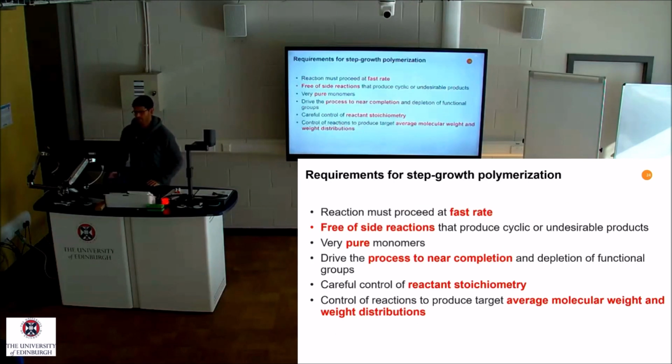Okay, so these are the requirements usually that you need to know for step-growth polymerizations in order to drive the reaction much faster and get more product. The reaction usually has to be faster. Usually step-growth polymerizations are much slower. The kinetics is very slow. And now you are manipulating different conditions in order to make the reaction much faster.